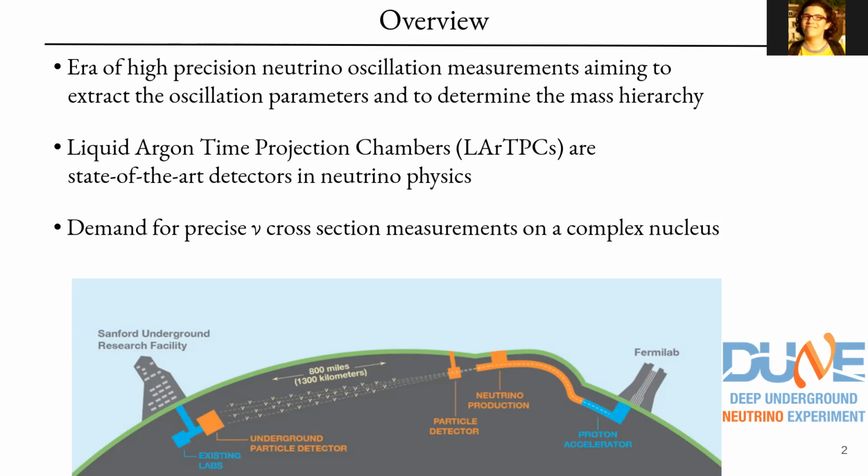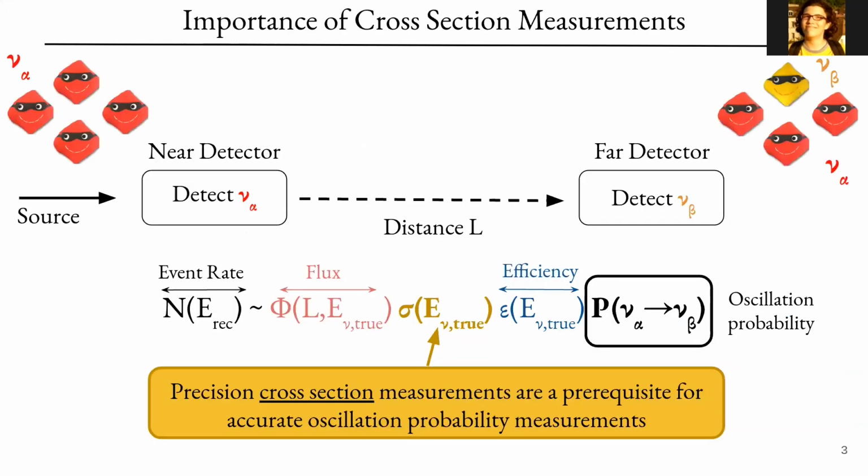For these high-precision measurements to take place, we will be using state-of-the-art detectors such as liquid argon time projection chambers, but at the same time, we must be able to provide precise neutrino cross-section measurements on complex nuclei such as argon.